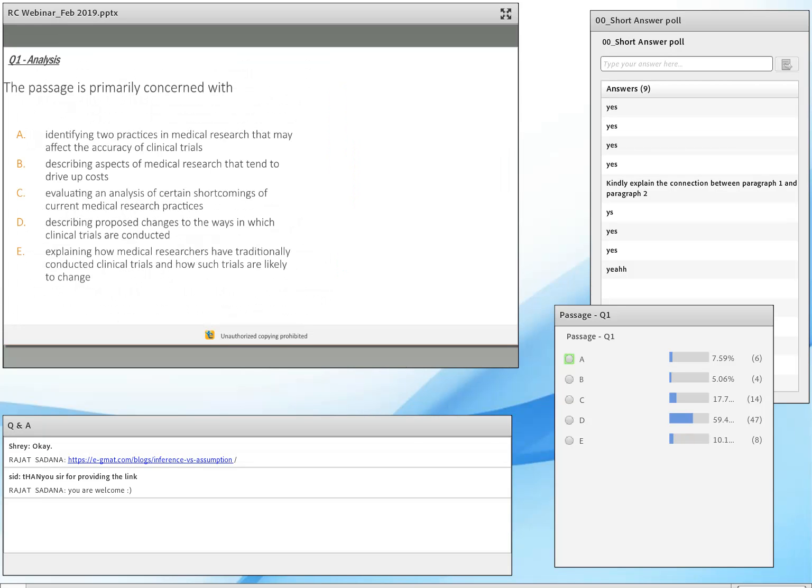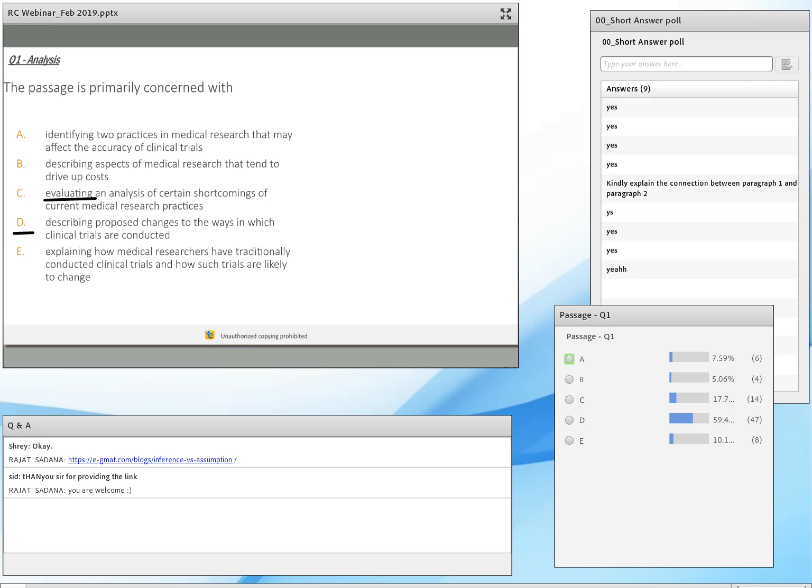Okay, and when you look at the answer choices, choice D, as we already said, is the correct answer. Now, why are the other answer choices incorrect? Let's start with choice C. Why? Because it was the second most popular choice. Choice C starts with evaluating. Now, evaluation means pros and cons of current practices.